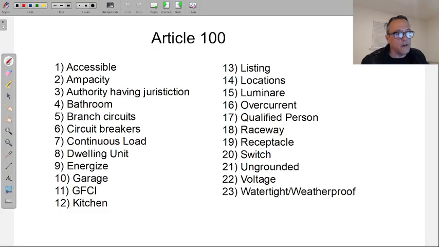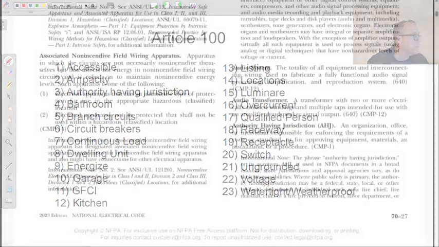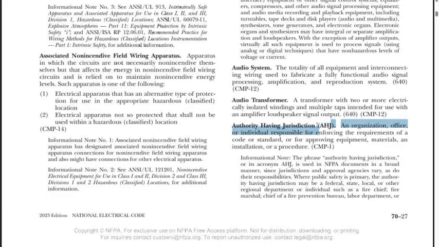The next word that we'll look at is authority having jurisdiction. We already went over this one, but make sure you have it highlighted in the section. Authority having jurisdiction is the inspector they send out to a job site. It's on the bottom right of page 27. Sometimes you see it abbreviated to AHJ, the way it says there: an organization, office, or individual responsible for enforcing all of these code requirements.